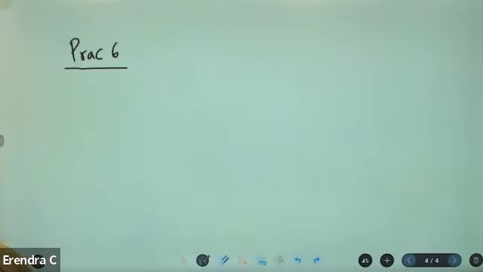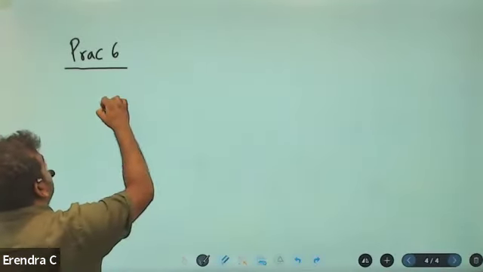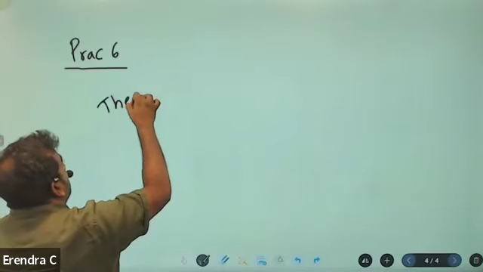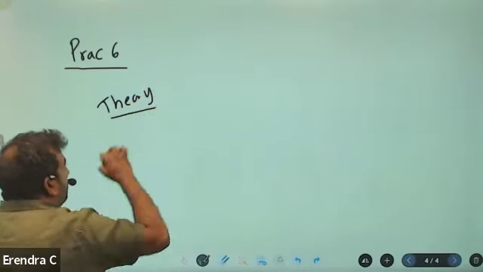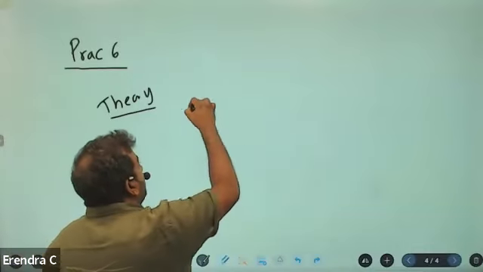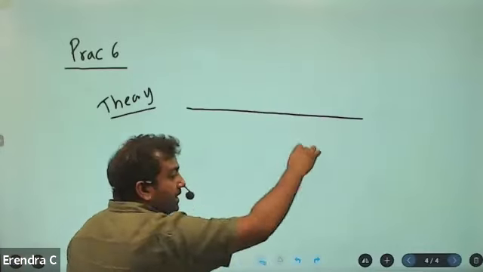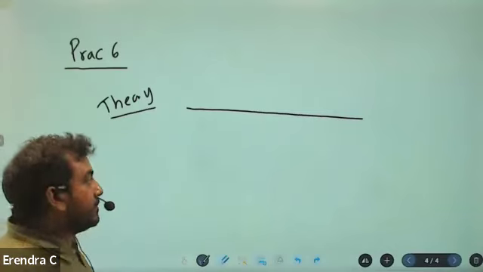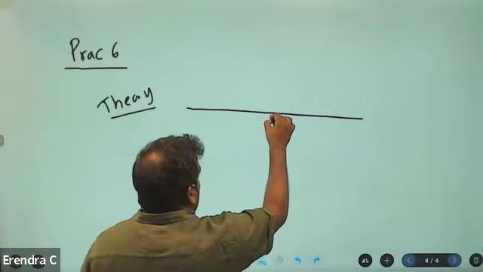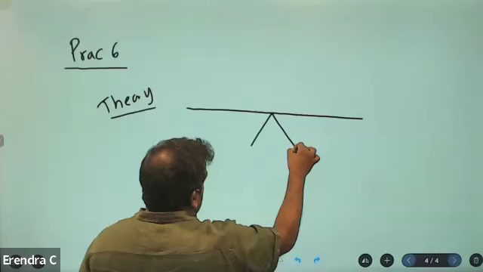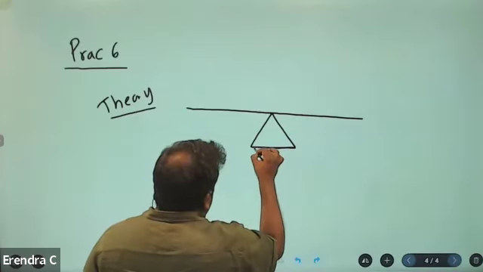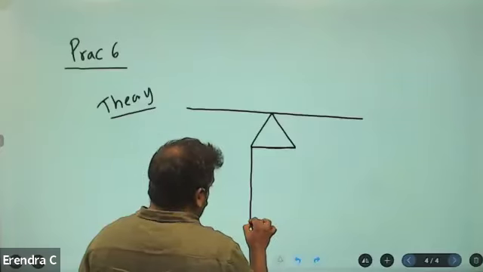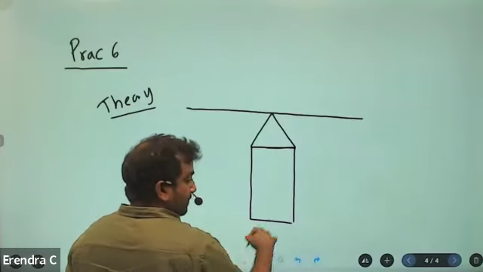Right. So what is your theory? Theory means we are going to balance this. So first we take a ruler with the board. We are balancing the ruler on a knife edge kept on a wooden stand. Observe.